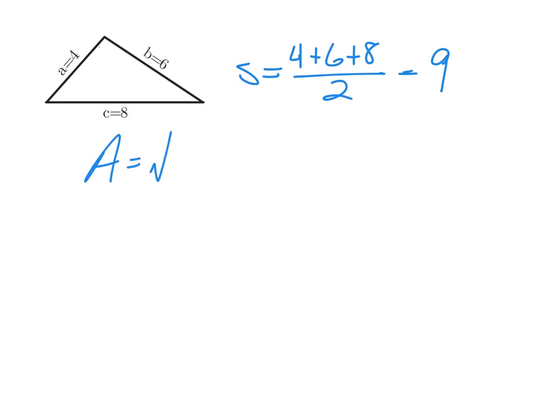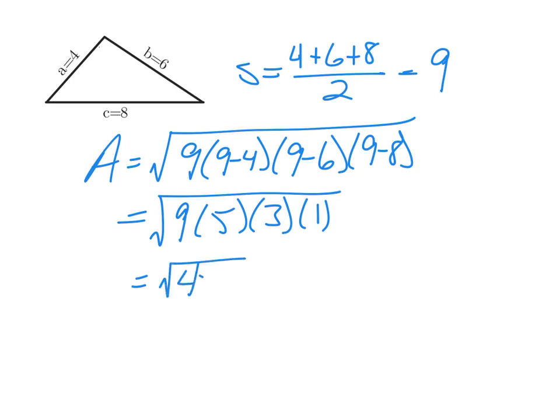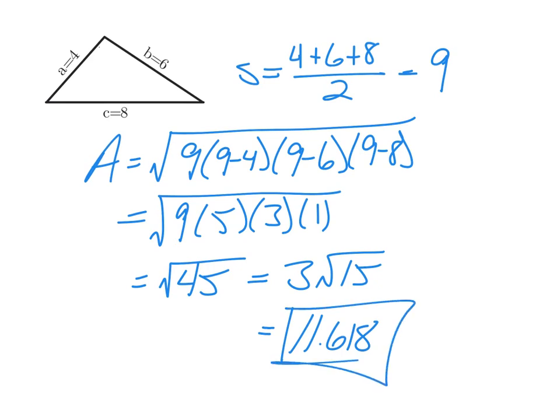Now, to find the area, we're going to take that 9 and then the difference in each side. So 9 minus 4, 9 minus 6, and 9 minus 8. Leaves us with 9 times 5 times 3 times 1, which is 45. Of course, we can simplify that to 3 square root of 15, or the decimal approximation of 11.618. But that's how you use Hero's formula to find the area of a triangle.